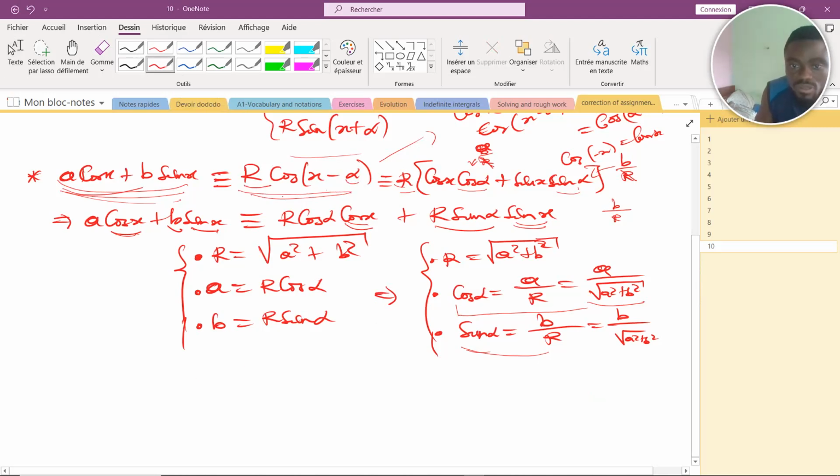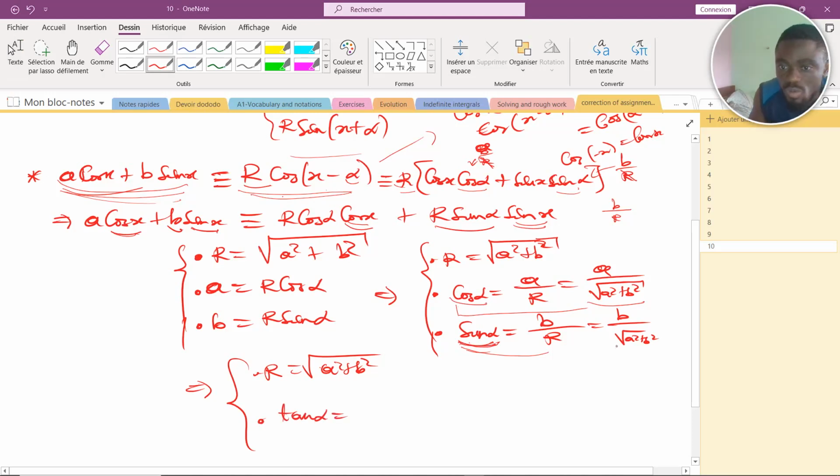From there, to convert this to this, our main aim is to find R and alpha. So this implies our R will be equal to the square root of A square plus B square. Here is something you should note. Never decide to use either sine alpha to find alpha directly or cos alpha to find alpha directly. Never do that. To find alpha, you divide sine alpha by cos alpha. Sine alpha divided by cos alpha will make tan alpha.